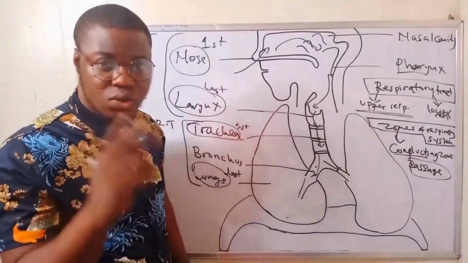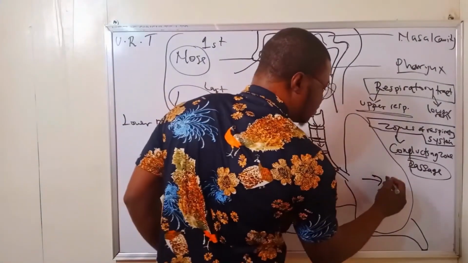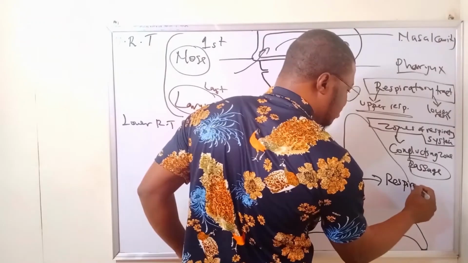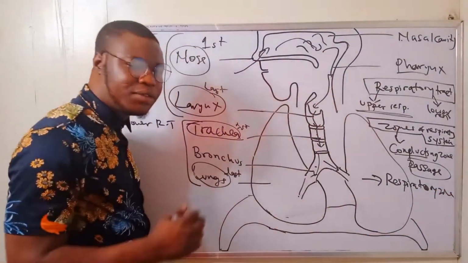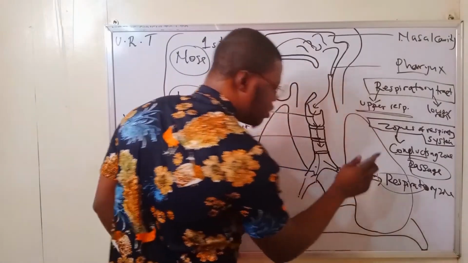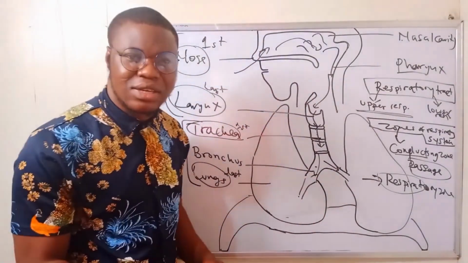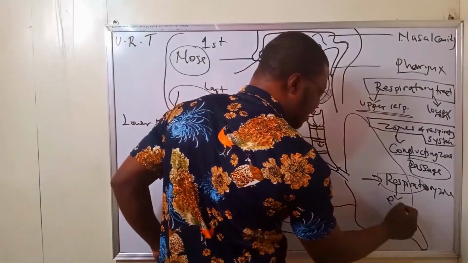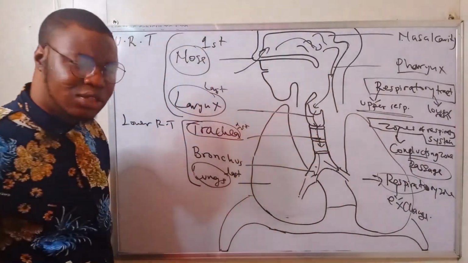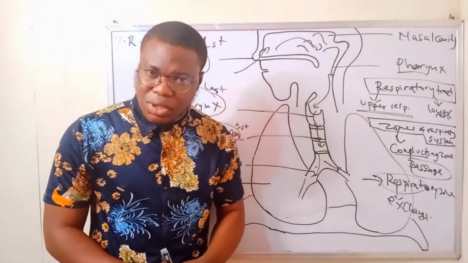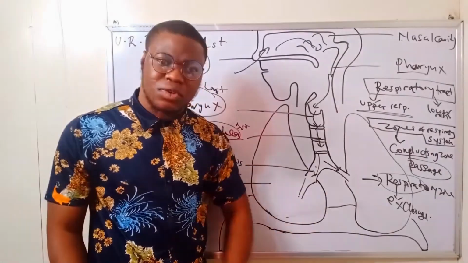And now the second zone is called the respiratory zone. And what is the meaning of that? I've told you that the word respiratory is from respire, to breathe, to exchange gases. So respiratory deals with exchange of gases. I hope you get that. So the respiratory zone is the zone that deals with the exchange of gases.